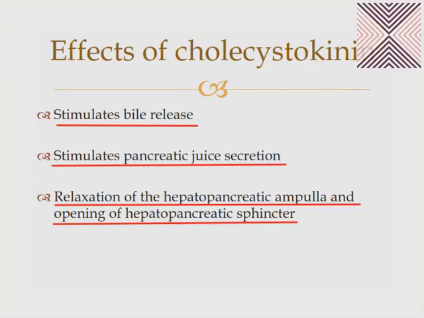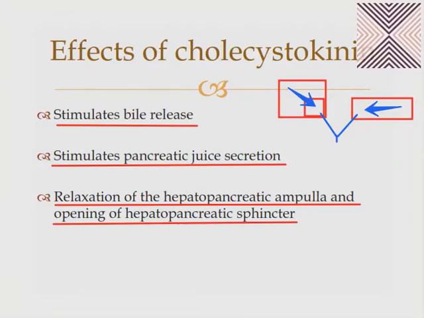Suppose this is the liver, this is the gallbladder, and this is the pancreas. So the liver will make bile, and this bile will be given into the gallbladder and stored over there. The pancreas is secreting its own pancreatic juice. Now suppose this is the duct of the liver, so that will be the hepatic duct, and this will be the pancreatic duct. Both are joining together and opening into the duodenum. Suppose this is the duodenum. So both these ducts are opening into the duodenum.